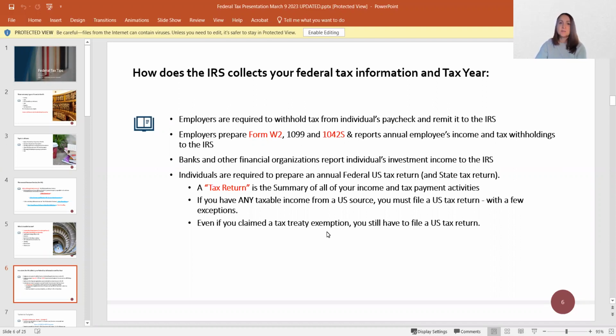And all US individuals who receive income during the calendar year are required to prepare a tax return, which is a summary of all of your income and tax payments. So if you have any taxable income from a US source, you must file a US tax return. There are a few exceptions that we're not going to be covering in this presentation. Please remember, even if you claim a tax treaty exemption and didn't have to pay tax, a tax treaty exemption is not automatic. The IRS still has to approve it. So you have to file a US tax return.